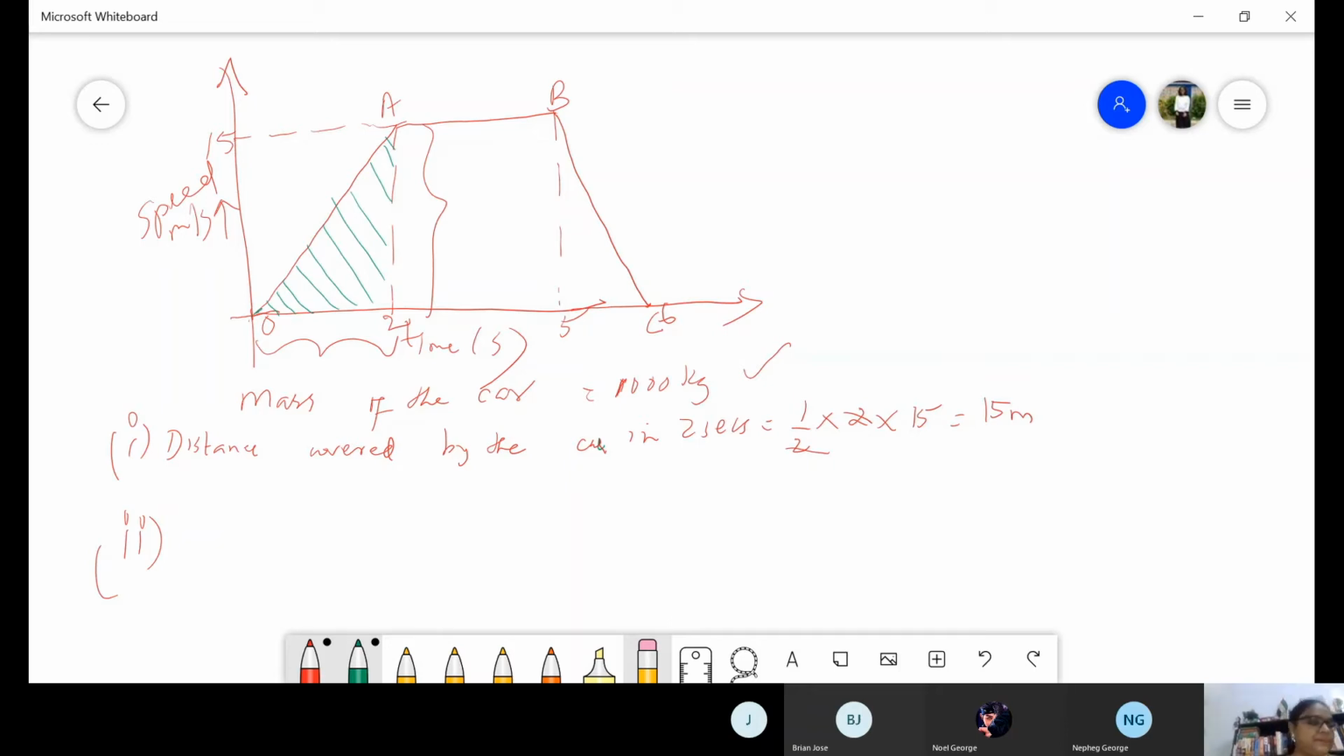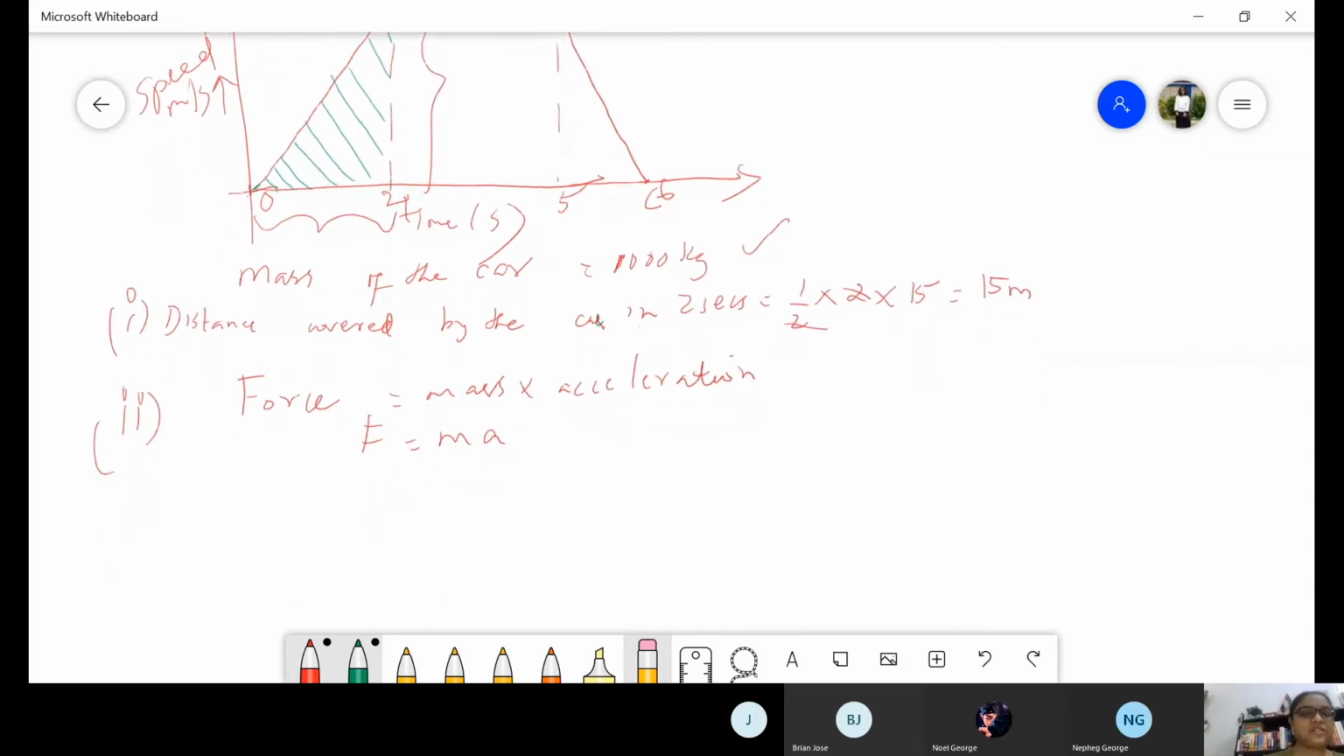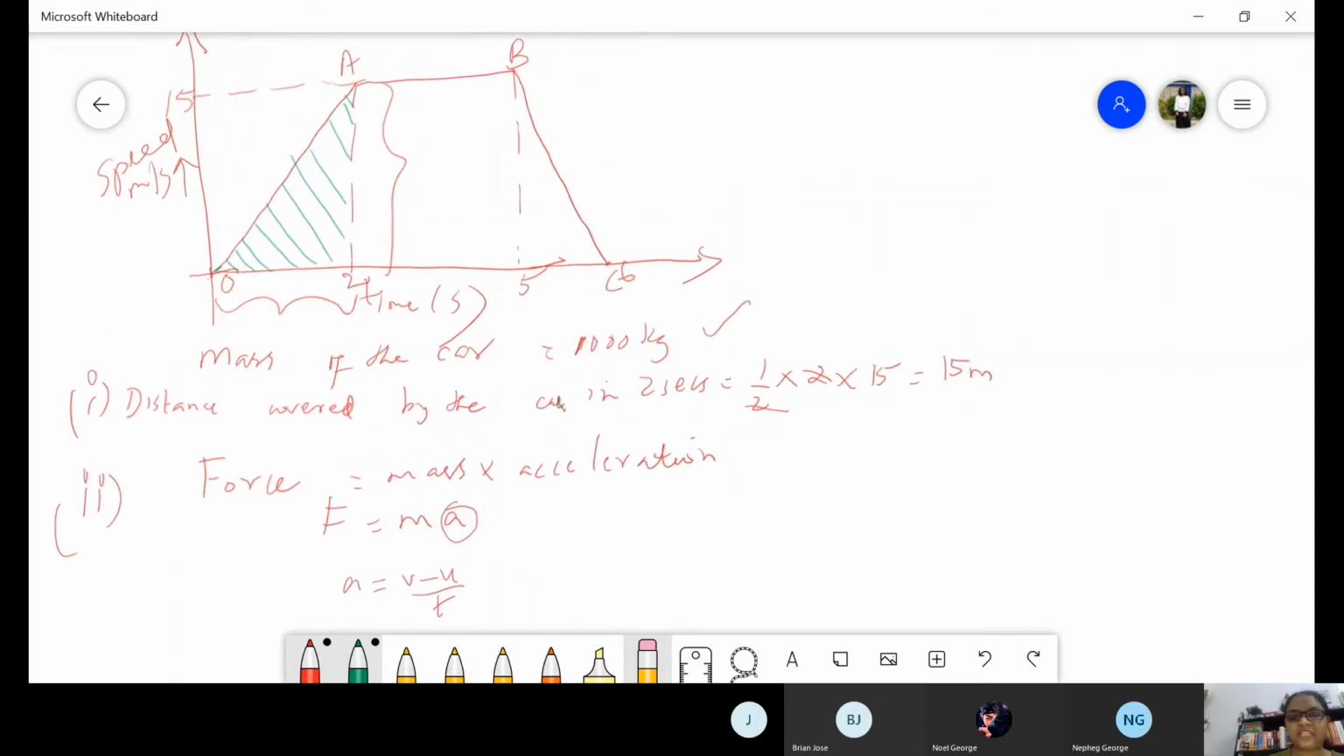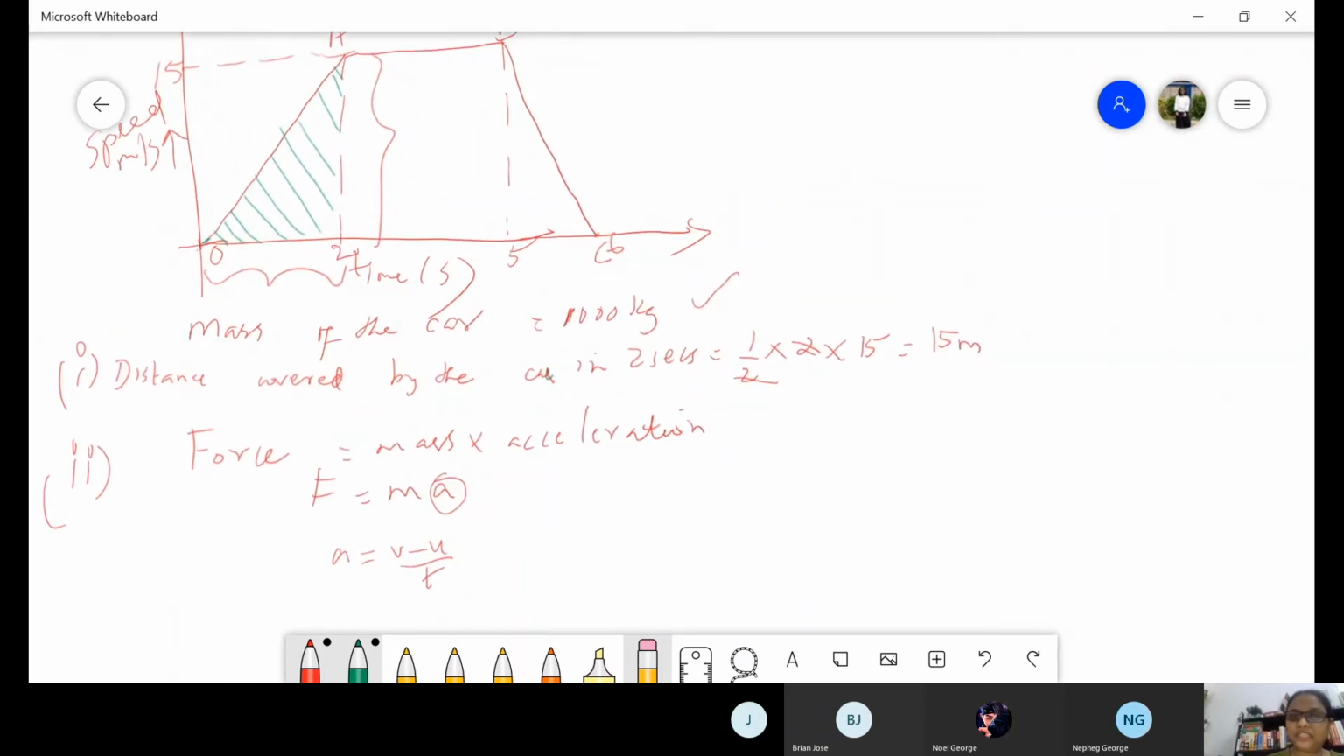So we will start writing. Force is equal to mass into acceleration. F equal to ma. I'll write F equal to m into a. Mass of the car is already given as 1000. So we have to find out what is acceleration. And you know that acceleration a equal to v minus u by t. What is v? v is the final velocity. What is u? u is the initial velocity and t is the time taken.